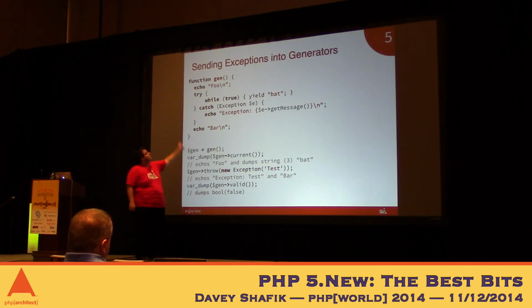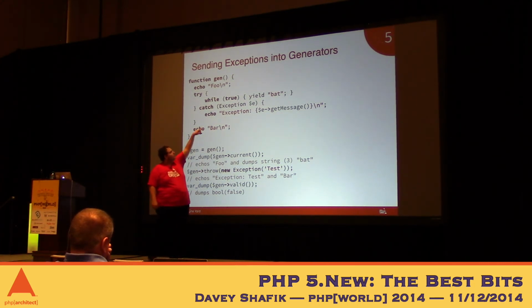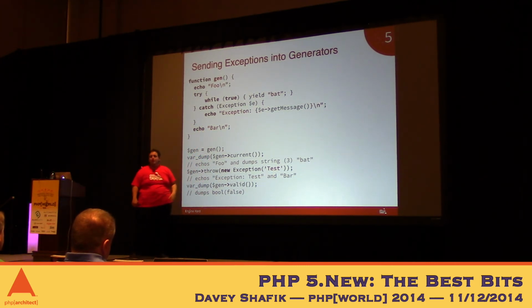What it looks like: function gen, echo foo, try, while true, yield bat, catch. So because that yield is inside a try-catch block, if we pass in an exception, it'll get caught by this catch and the generator will continue, okay? If we didn't have a catch in there, we can actually explode the generator and say we're done at this point. So it's a way to actually control flow by sending in exceptions.